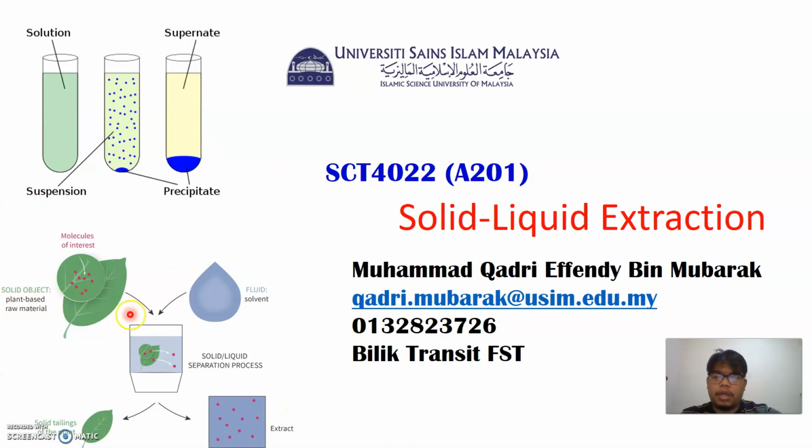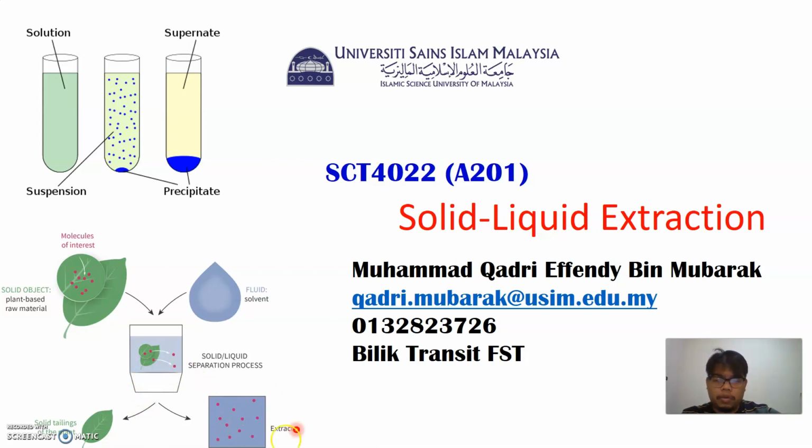Here is another diagram. For example, we would like to extract an active compound, and we can find the active compound in the leaf structure. Here the molecule of interest is denoted as a red dot. Here is our plant-based raw material, so we dissolve it in solvent. The active compound from the solid will be dissolved in the solution, and then we take out the leaf or the solid, the tailing of the plant.